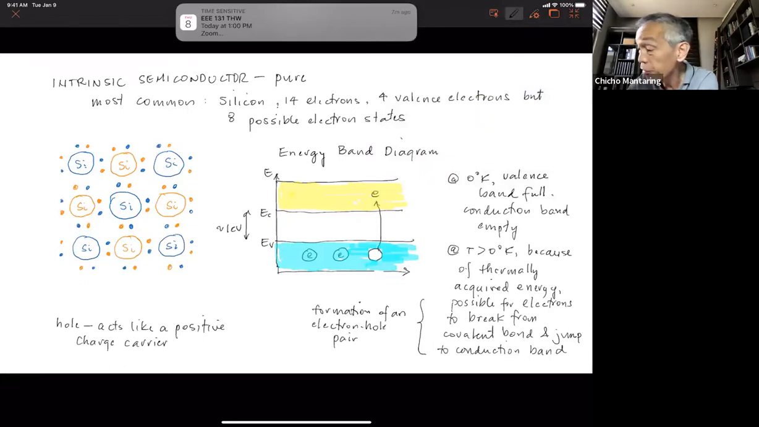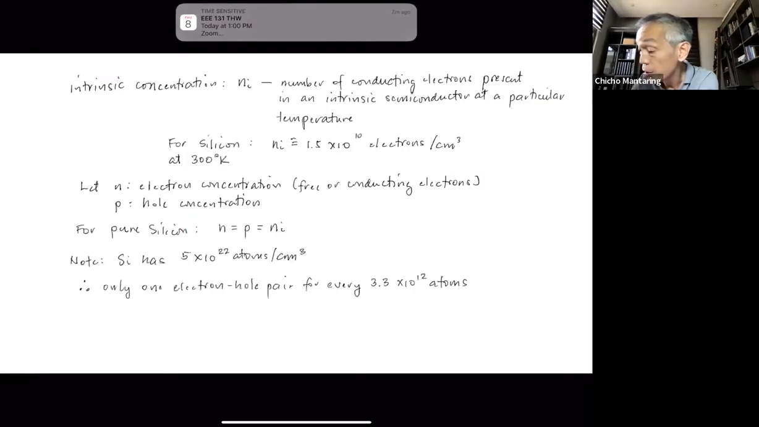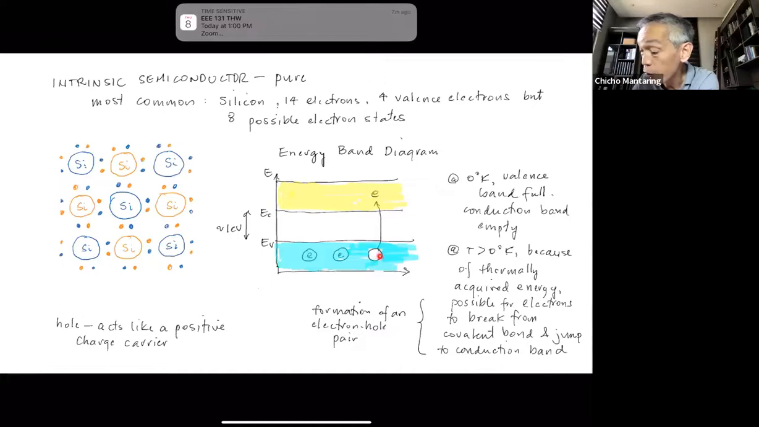And what will be left here will be what we call a hole. So when an electron is promoted to the conduction band, what happens is an electron hole pair is formed. The formation of an electron hole pair. Okay. And what is the significance of having this electron hole pair?